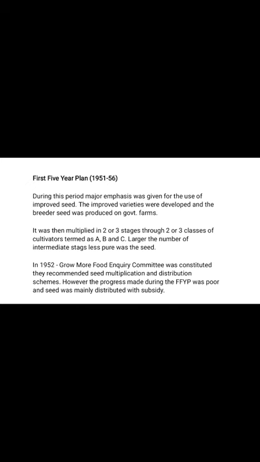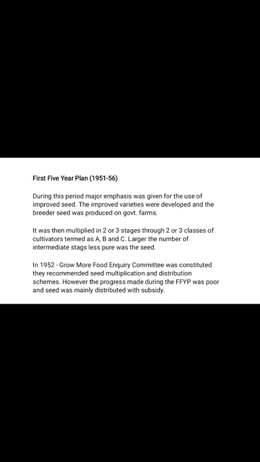The first five year plan, from 1951 to 56: during this period major emphasis was given to the use of improved seed. The improved varieties were developed and the breeder seed was produced on government farms. It was then multiplied in two stages through two or three classes of cultivators termed A, B and C. Generally, the larger the number of intermediate stages, the less pure was the seed.